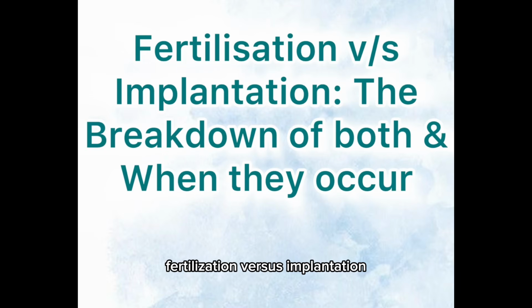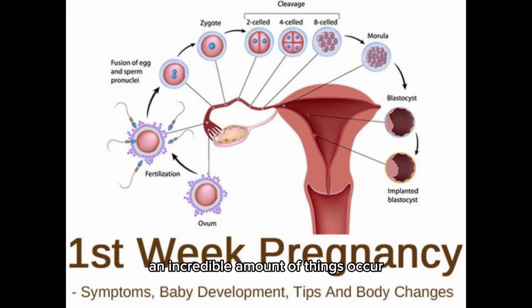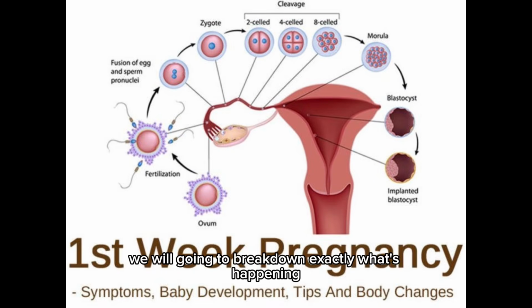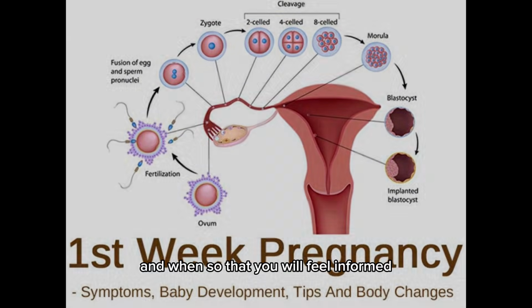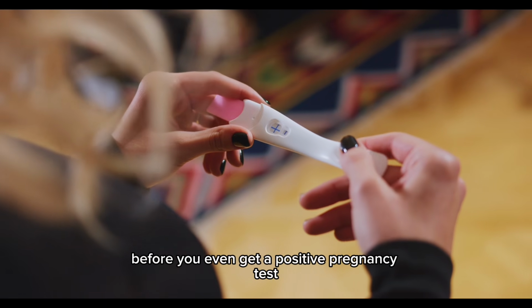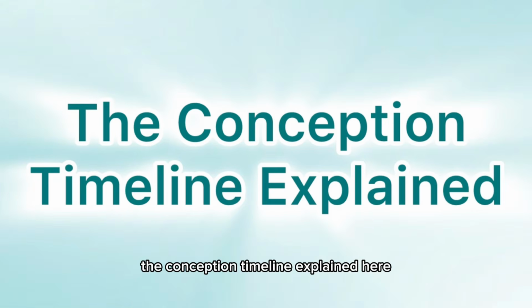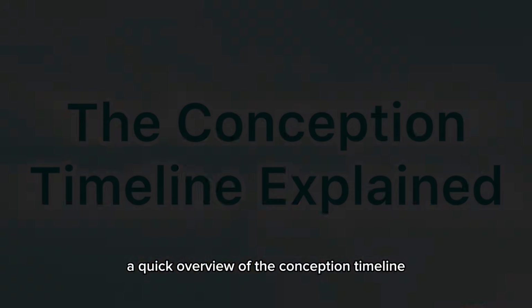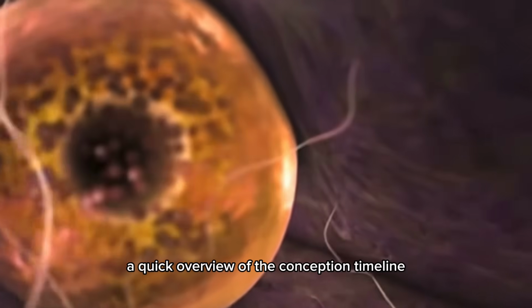Fertilization versus implantation: the breakdown of both and when they occur. An incredible amount of things occur in the first week of pregnancy. We're going to break down exactly what's happening and when, so that you will feel informed before you even get a positive pregnancy test. The conception timeline explained. Here's a quick overview of the conception timeline before we break it down.